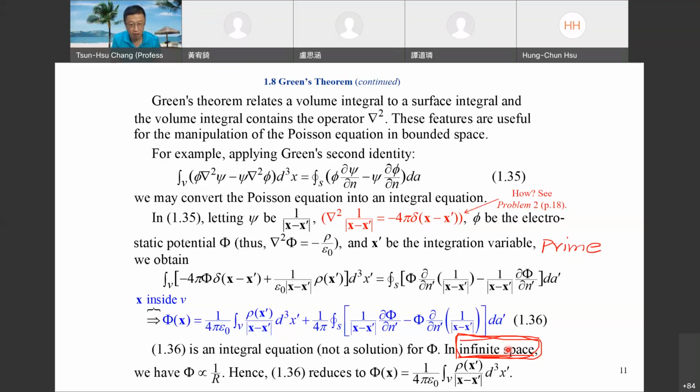Maybe Jackson's meaning is like this one, by sending other parts of the surface to infinity. Open surface, just like infinite space, actually is not enclosed by something, by a surface. It's infinite. Okay, any other question?